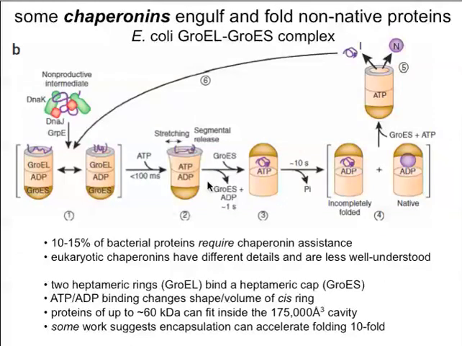Some chaperonins engulf and fold non-native proteins. So here's a nice cartoon of this whole process. A non-productive intermediate is here, but we see DnaK and DnaJ bound to some unfolded protein. We deliver that protein via some intermediate molecules to GroEL, GroES. We'll look at the structure of GroEL in a moment, but it's basically this double toroid with a cap. GroES is a cap molecule, and we see that we've bound ADP, nothing's happening. We bind ATP, big conformational change, and perhaps a stretching of that unfolded chain. And then that conformational change allows for the actual folding of the molecule. Maybe we're incompletely folded at this point.